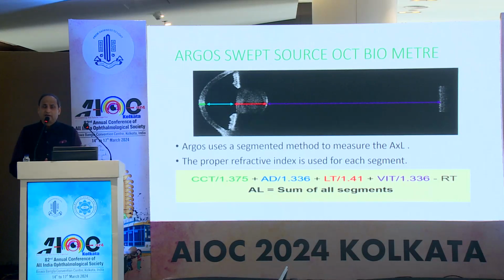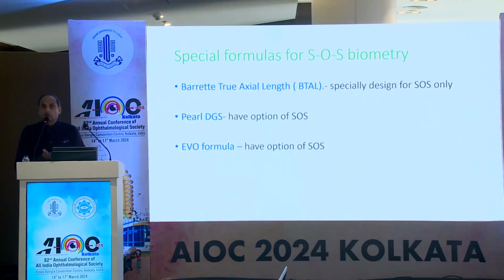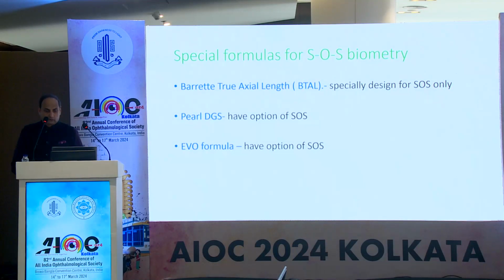I mentioned the liquefied vitreous. Well, this is one instrument which is going to be helpful when your liquefied vitreous has different refractive indices, correct? And this is Argos, which allows you to measure in spite of the different indices, because it sums up all the refractive indices of the vitreous cavity. So special formulas for SS-OCT biometry: the Barrett True Axial Length, or BTAL, is especially for the segmental biometries, the Pearl DGS and the EVO formula. I'm not sure how many of these are going to be commercially viable for us.